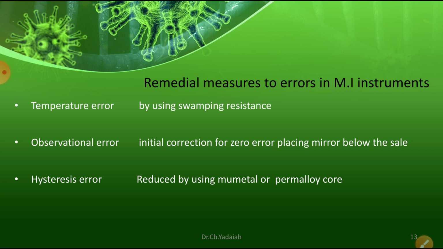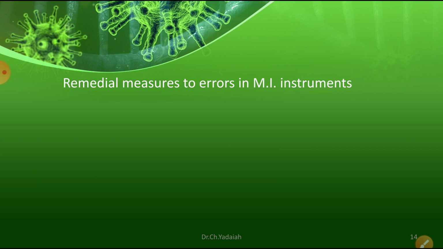Now another error is the frequency error, the AC frequency error. How are we going to reduce it? By connecting a capacitor across the moving coil. Because we are using moving iron instruments, we connect one capacitor across the coil, so that whatever the changes in frequency, it avoids the error.